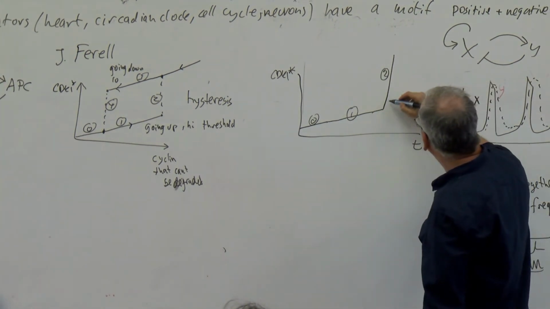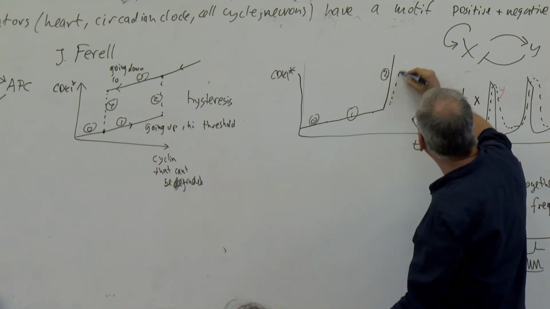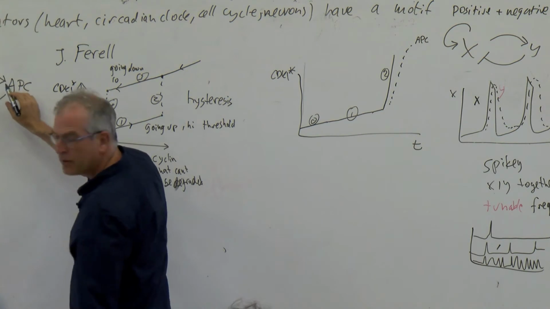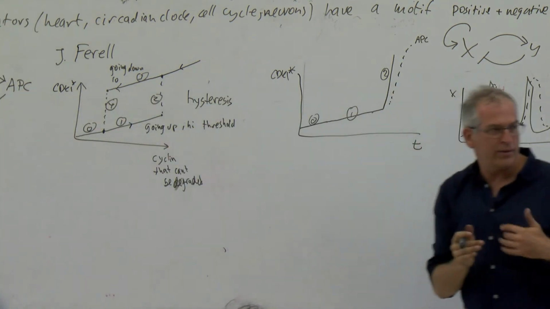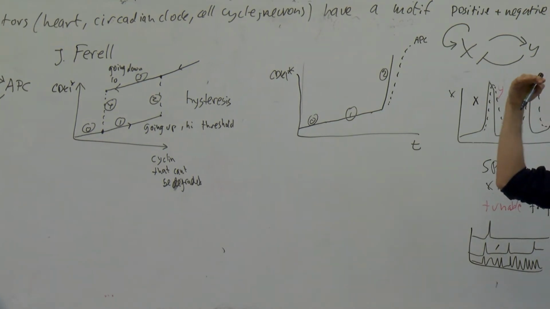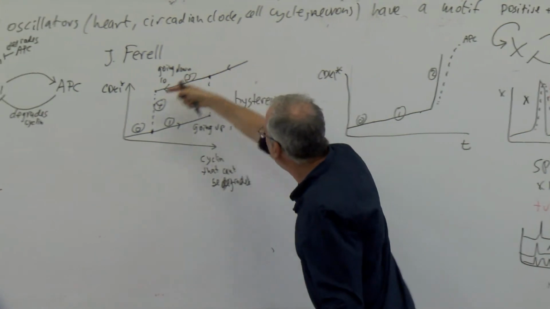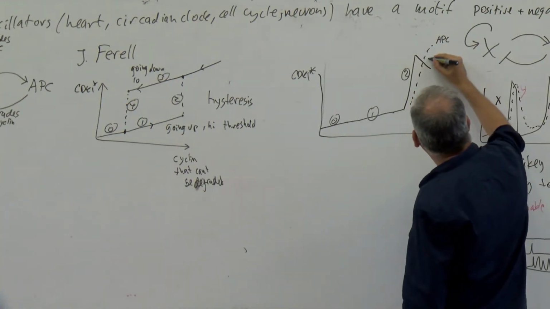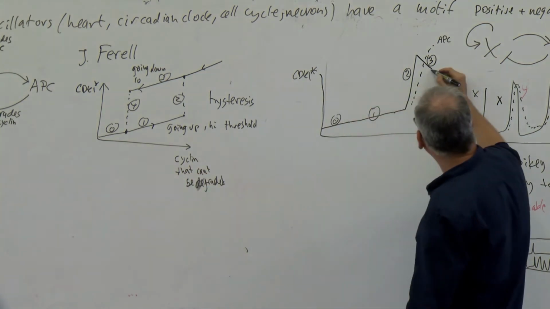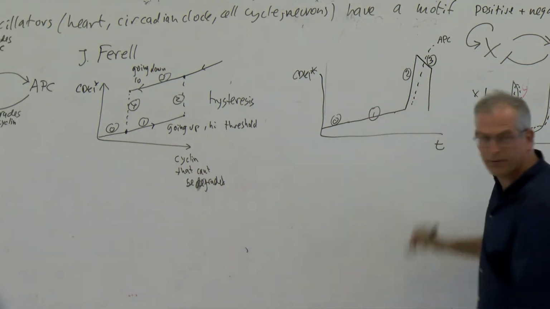But then APC is made. What does APC do? It degrades cyclin. So now we're going down. Actually, it degrades cyclin quite quickly. So we go down like this. And then we fall down to a very low level of CDK, like this.